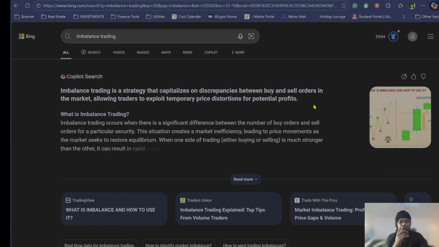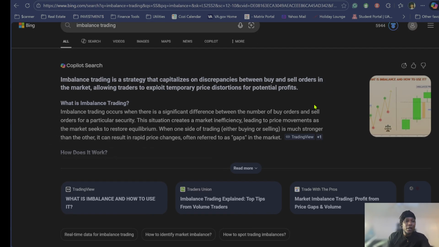All right. ChatGPT went and dug up information for you. Here it is. I'm going to replace that word and put "plan." I'm going to change that word and say plan. So imbalance trading is a plan that capitalizes on discrepancies between buy and sell orders.